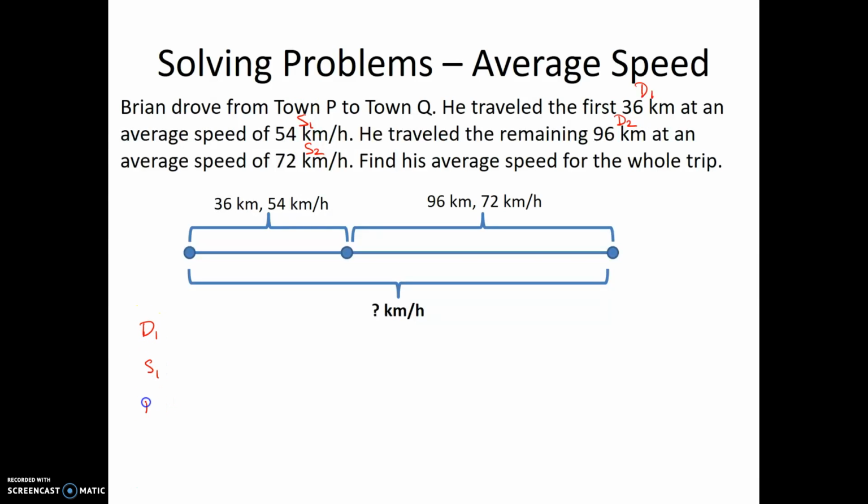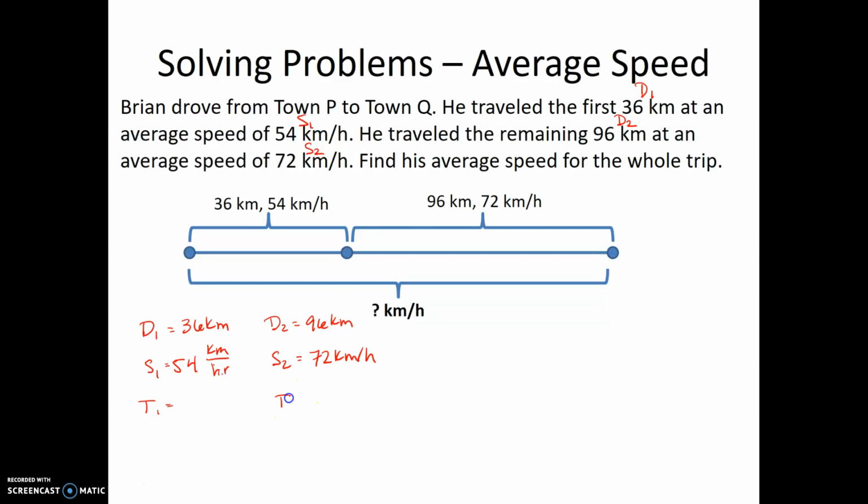D1, S1, T1. Our D1 is 36 kilometers. Our speed 1 is 54 kilometers per hour. And we don't know our time yet, so we can't fill that out quite yet. But since we have 2 out of 3 variables, we can easily find it, but we'll do that in a second. And then our D2 is 96 kilometers. Our speed 2 is 72 kilometers per hour.